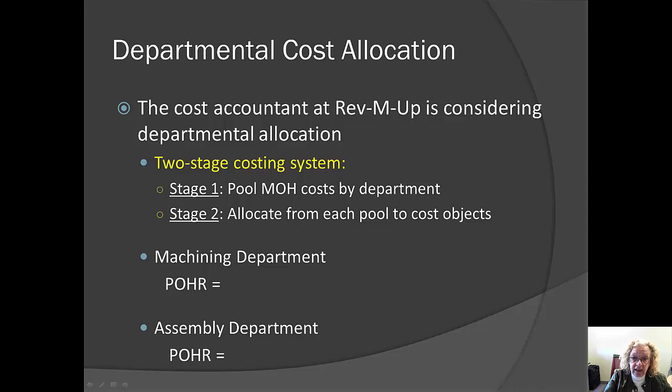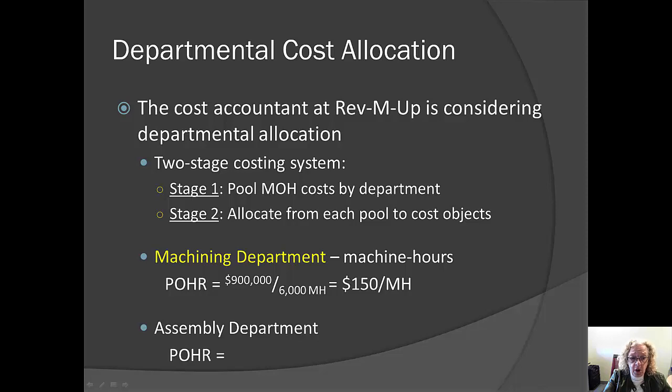So let's compute the allocation rates for RevEm. In the machining department, the cost accountant feels that machine hours are the right way to allocate these costs. So the predetermined overhead rate is going to be the total machining department costs divided by the total number of machine hours. And that creates a rate, $150 of machine department overhead per machine hour.